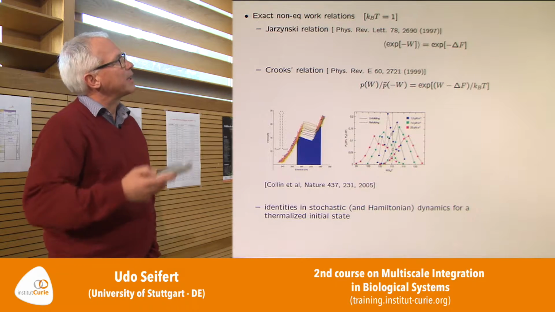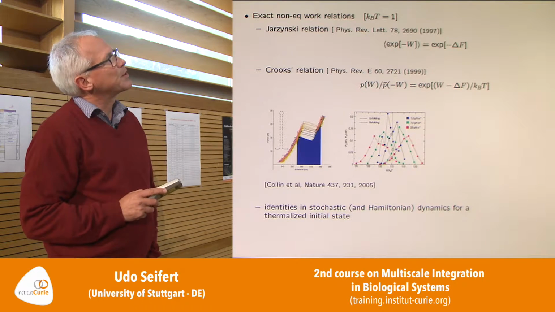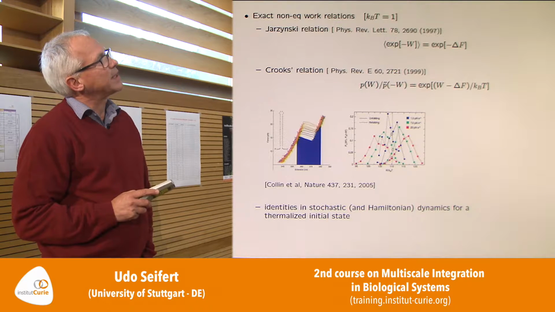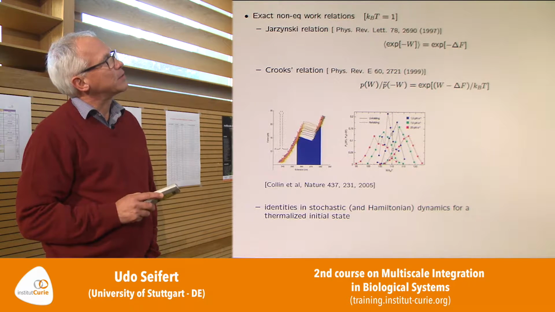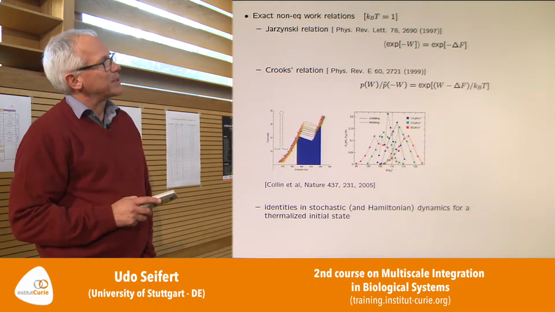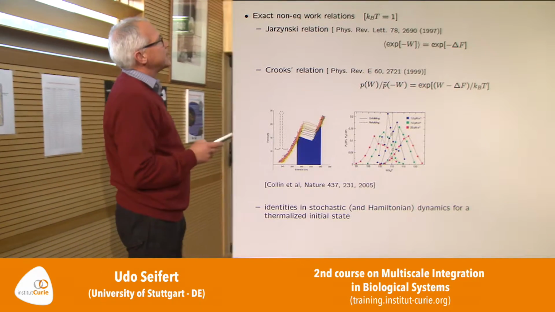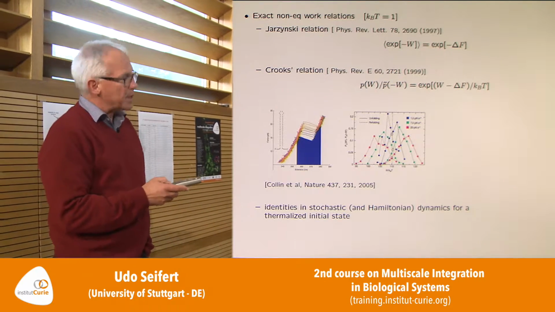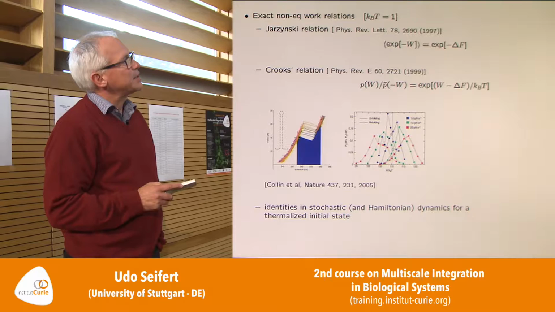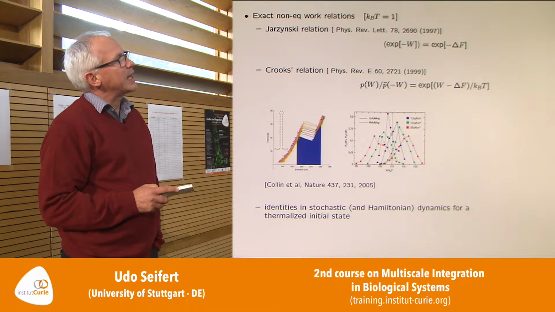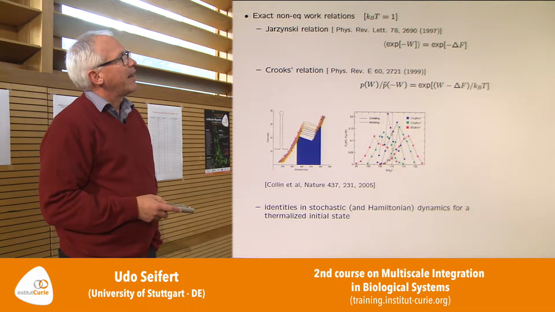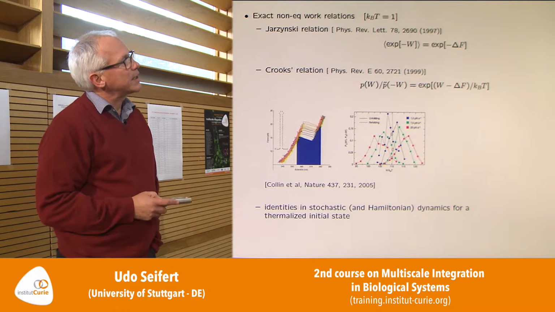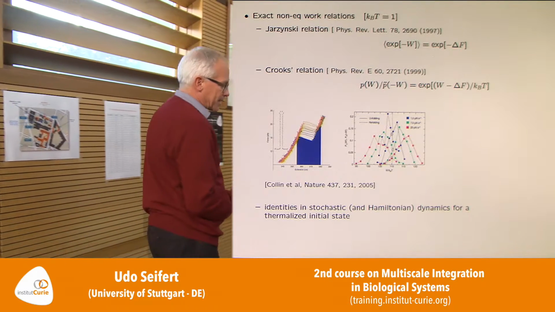Or if you compare, like in Felix's experiments, work distributions of forward and backward folding and unfolding paths, you get what is called the Crooks relation, from which you can extract free energies very precisely. And again, I want to stress that these are mathematical identities. There's nothing to test about. These are theorems within stochastic dynamics, as I just introduced for Langevin, but also Hamiltonian dynamics. If you imagine that you include the whole aqueous solution, you can prove that whenever the initial state is thermalized.